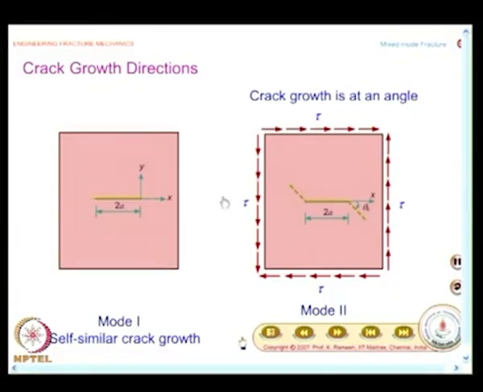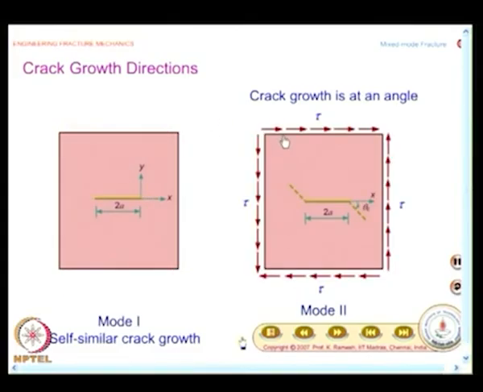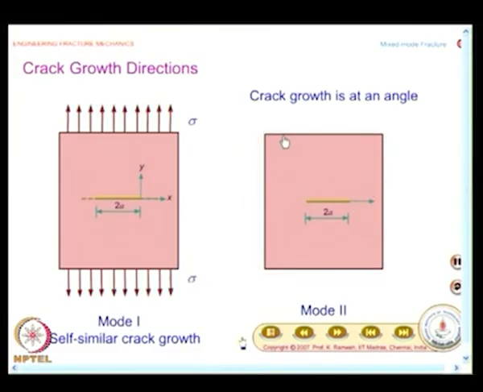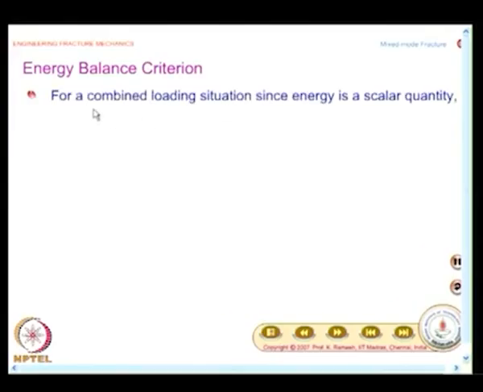The question we are going to look at is, suppose I have a combination of mode 1 and mode 2, how will I judge when the crack would become catastrophic, in which direction the crack will grow, what way I can get this kind of an answer. One of the simplest approaches, we will go to the energy method. So, you do the energy balance criterion.